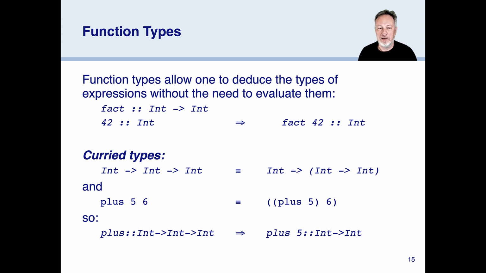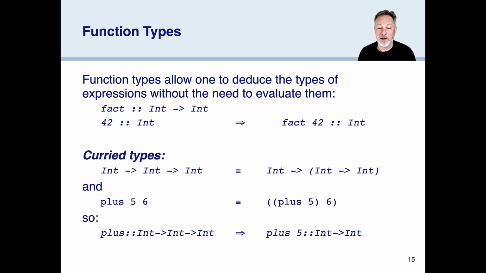Now, we've seen that interesting functions tend to be curried, so any function that has a series of arguments will be interpreted as a curried type. So, for example, int arrow int arrow int is a curried type, and we parse it as follows. It's an int arrow, and it will return a function from ints to ints. When we write the expression plus 5 6, it's parsed the other way. We first apply plus to 5, and the result is a function which can then be applied to 6.